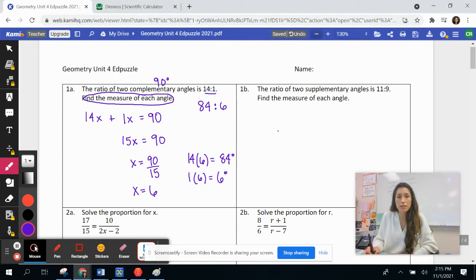Please find the solution to question 1b. Solve for x first. X equals, and then the measure of each angle.